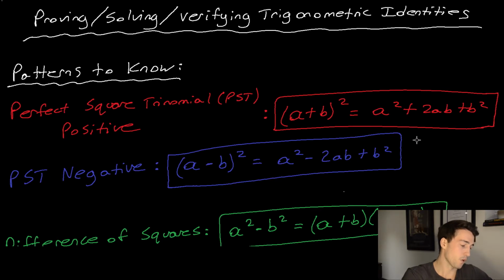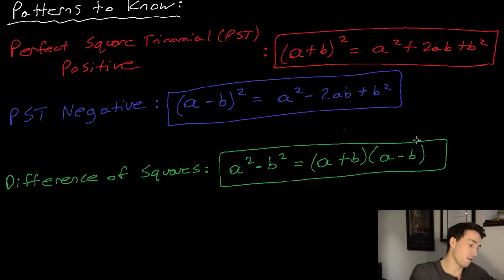So here we have perfect square trinomials, so either the positive or the negative version. This is where you see (a + b) squared, and that equals a squared plus 2ab plus b squared, as well as PST negative, which is (a - b) squared, which equals a squared minus 2ab plus b squared. Finally, we'll also be wary of difference of squares, which is a squared minus b squared equals (a + b) times (a - b).